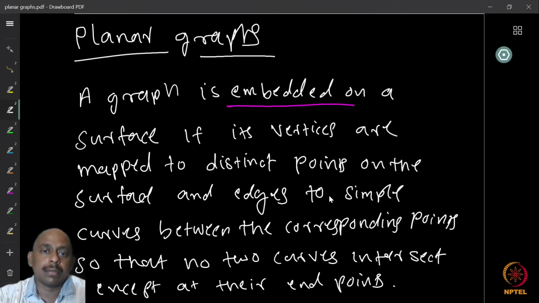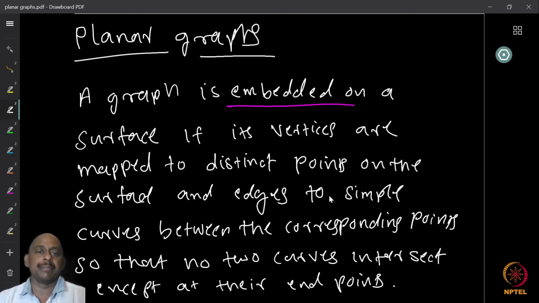A graph is said to be embedded on a surface. The surface can be the plane, or it can be other surfaces like the torus or higher genus surfaces. A graph is said to be embedded on a surface if you can map the vertices of the graph to distinct points on the surface and the edges of the graph to simple curves between the corresponding points, so that no two curves intersect except at their endpoints. This is what we mean by saying that it is not crossing.